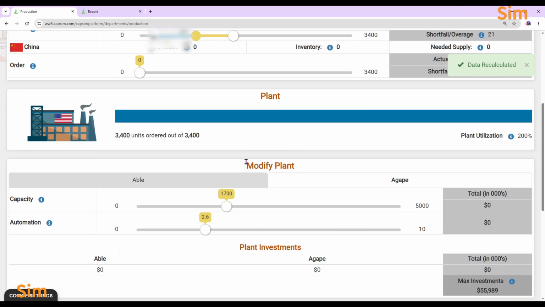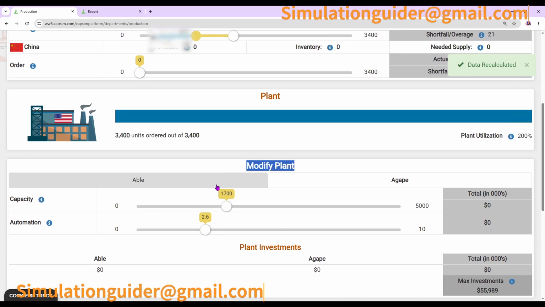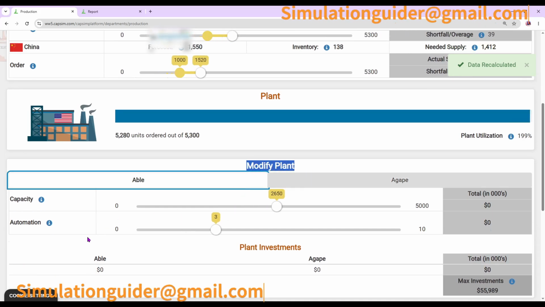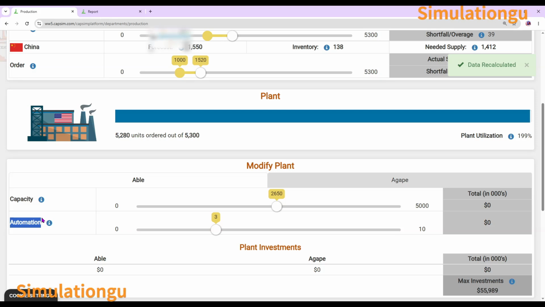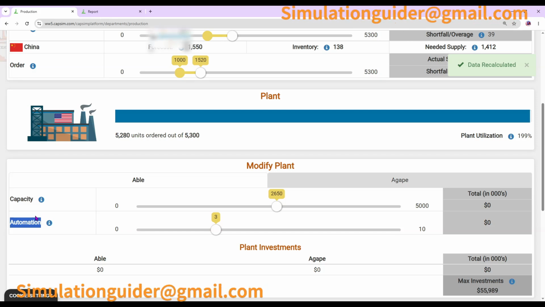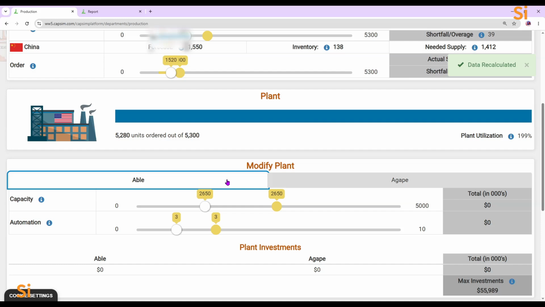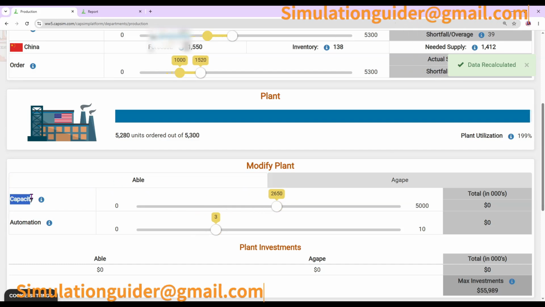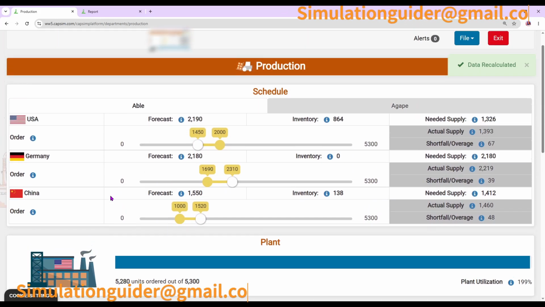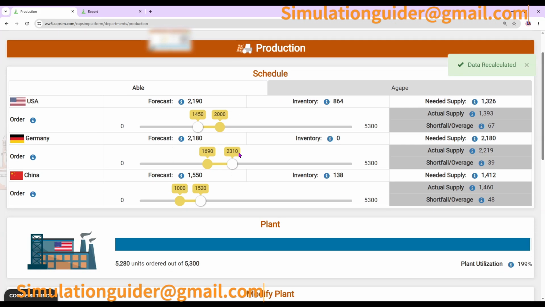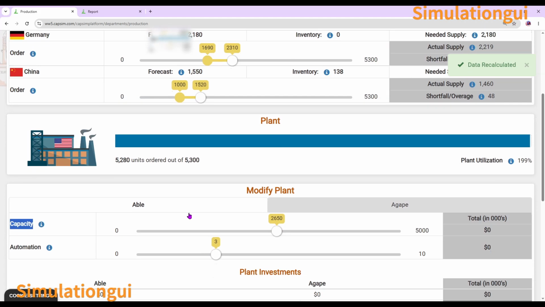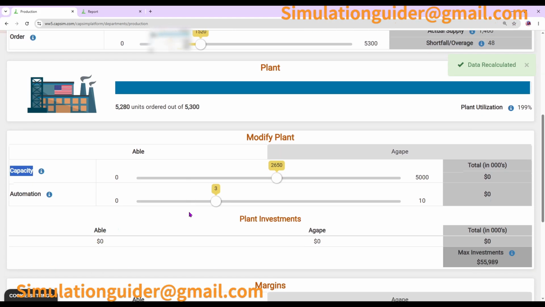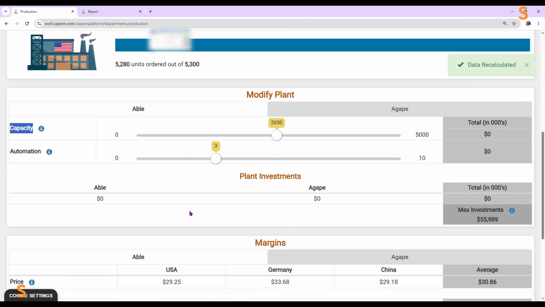So we're done with the production. Down here you can modify the plant. This means you can buy capacity or automation, and when you buy automation, you'll be cutting down on the material cost and labor cost, and that's how you'll be maximizing on your profits. But at the moment, you're coming to the end of the simulation, so there's no need to buy that. Capacity also, I don't think we'll be able to buy capacity, because considering it's round 7 of the simulation, even if we are maximizing our plant utilization at 200%, there's no need to buy it, because we don't know how the demand will be in the last round of the simulation.